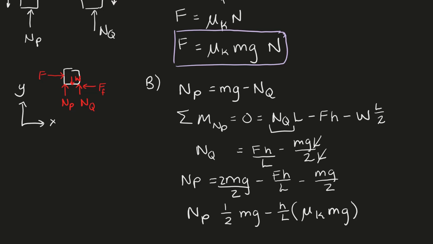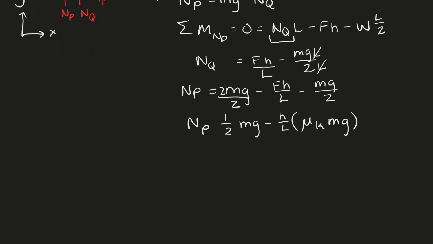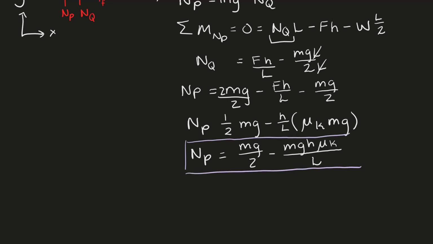All right, and I believe that is our answer. So let's rewrite it a little bit nicer here. mg over 2 minus mgh mu k over L. And there you go. And then we'll perhaps just for giggles say that the units for that are in newtons. All right, not too bad so far.